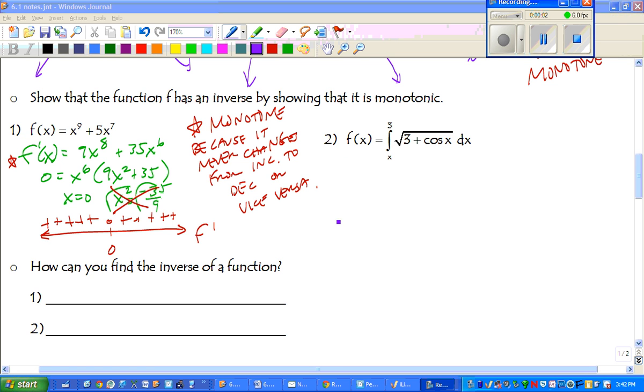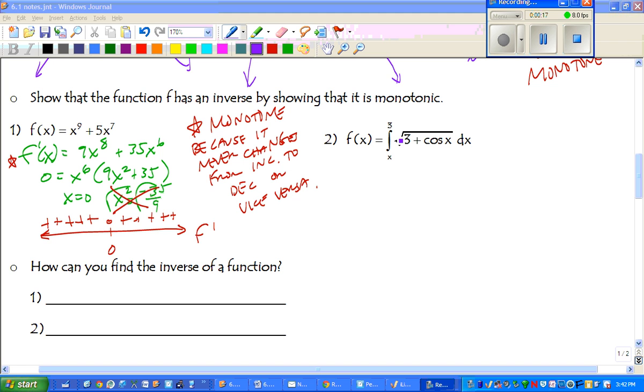All right, number two, we have the same directions, but it looks a little bit different. Same basic idea, though. We need to find the derivative of this and figure out if it ever changes from positive to negative or negative to positive. If it doesn't change, then it's going to be a monotone function.